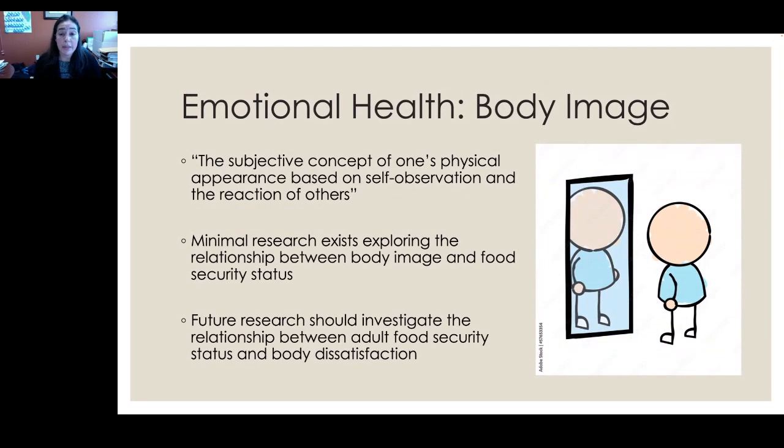The other emotional health measure that we included is body image. Body image is a subjective concept of one's physical appearance based on self-observation and the reaction of others. And negative body image or body dissatisfaction is concerning because it can contribute to the development of eating disorders, and eating disorders are associated with poor mental health. Now, there is minimal research exploring the relationship between body image and food security status. There is a study that was done with adolescents in 4th through 8th grade, and they looked at the relationship between child food insecurity and body dissatisfaction.